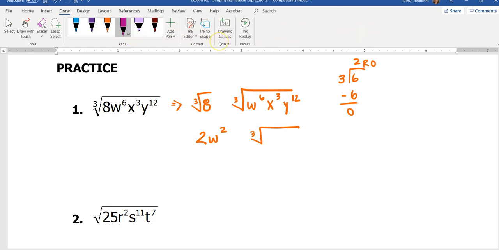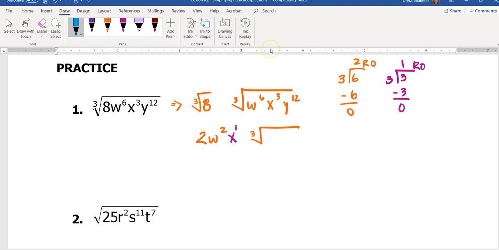Let's do the same thing now with my x's. So I'll look at my exponent for my x. It's 3 divided by 3 goes in once. So I know I have x to the 1st on the outside. Once again, no remainder. So I will not have any x's remaining on the inside.